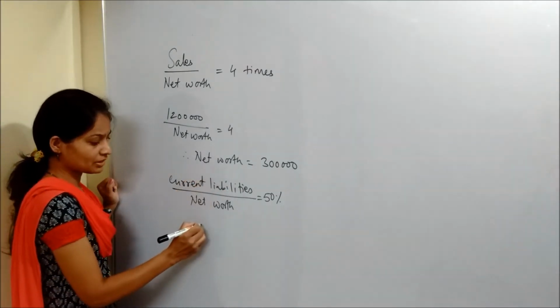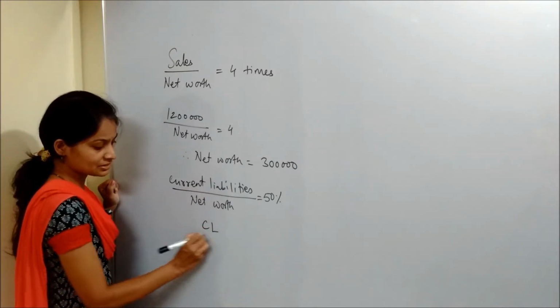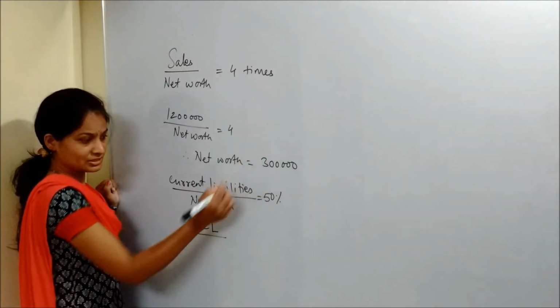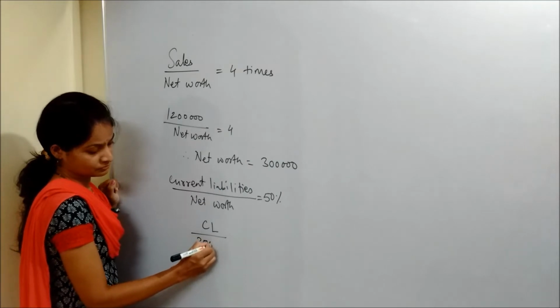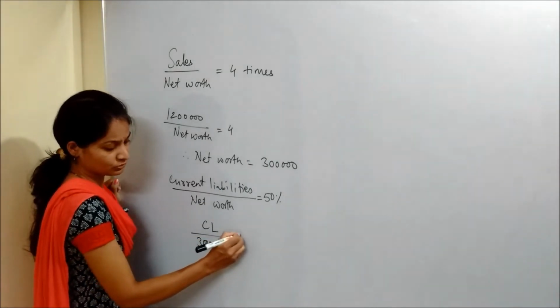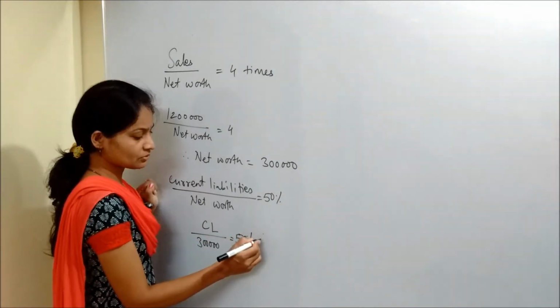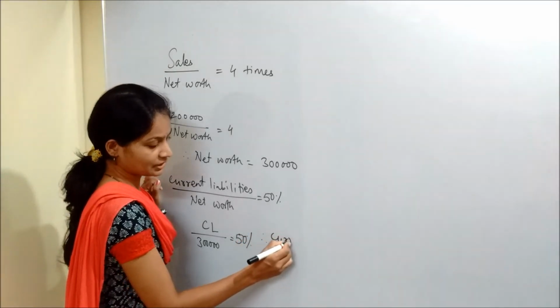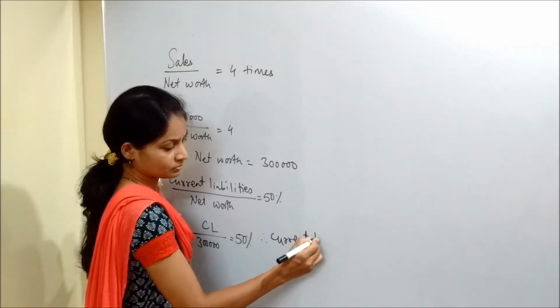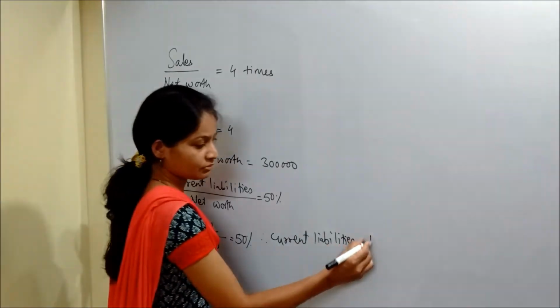So current liability we do not know, so I am writing it as it is. Net worth is 3 lakhs, equals 50%. This is how you can find out current liabilities amount to 1,50,000.